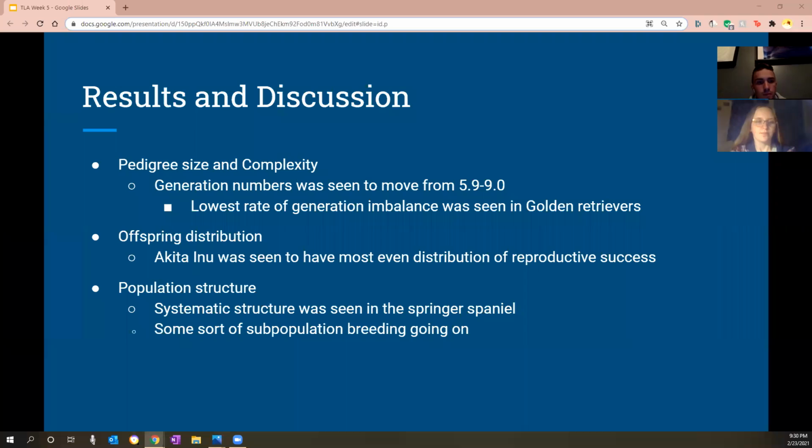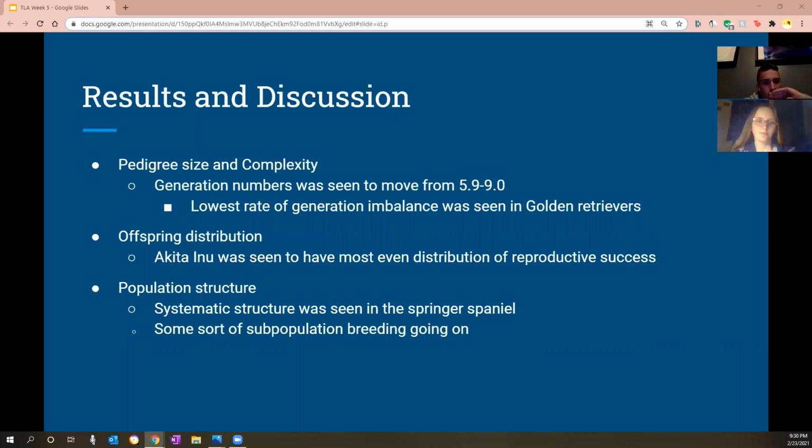All right, so as far as the results and discussion of the paper go, they focused on the four categories that Arden just discussed. The first one is pedigree size and complexity. Generation numbers were seen to move from 5.9 to 9.0, with the 9.0 representing the German Shepherd population. The lowest rate of generation imbalances was seen in Golden Retrievers, which was of interest to the researchers, and we'll discuss more of why later.